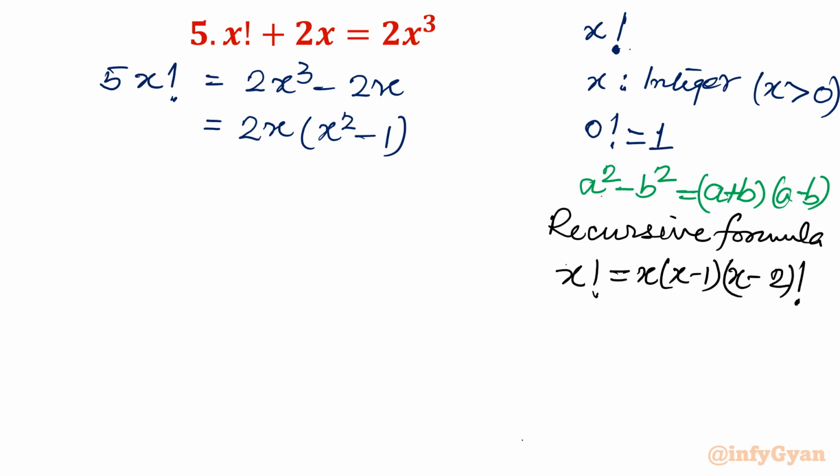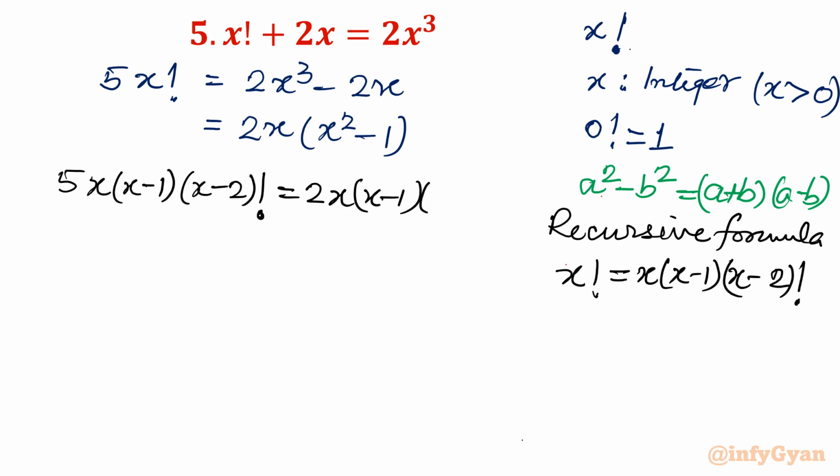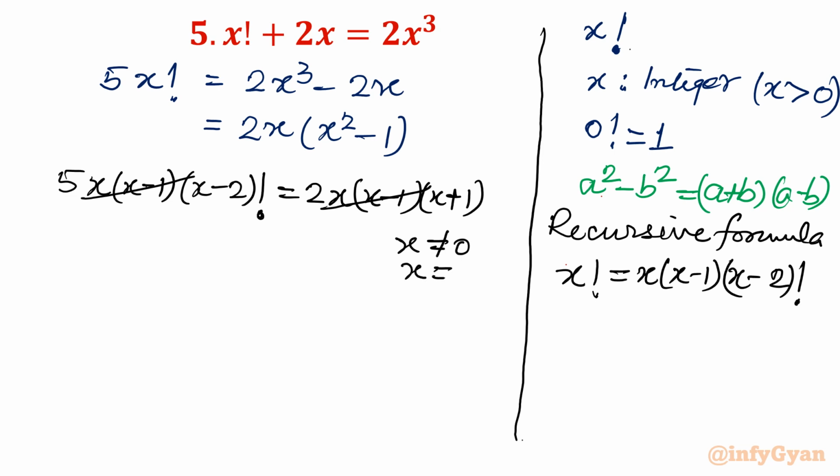Okay, so let's apply both. So 5 times x times (x minus 1) times (x minus 2) factorial, this is the recursive formula, equals 2x times (x minus 1) times (x plus 1). Now what can we cancel? x and x minus 1. Why? Because x cannot be equal to 0 and x cannot be equal to 1. Let's check here if you want to check.